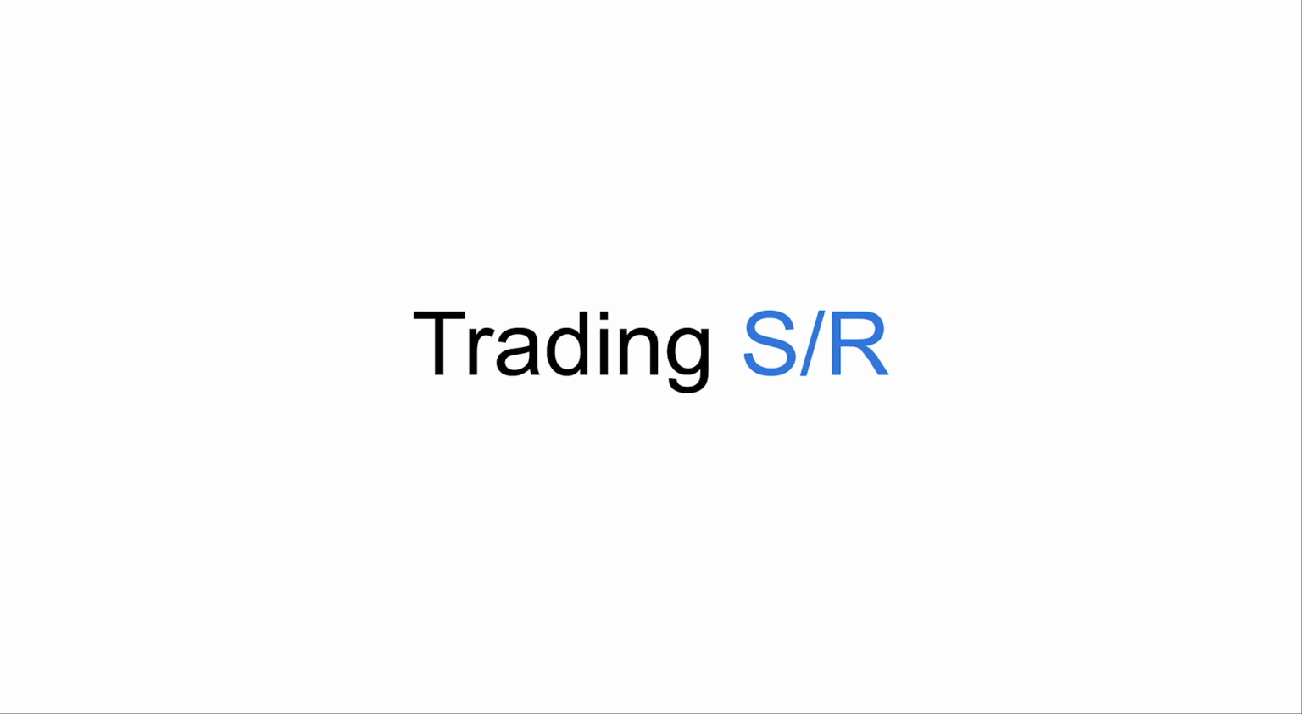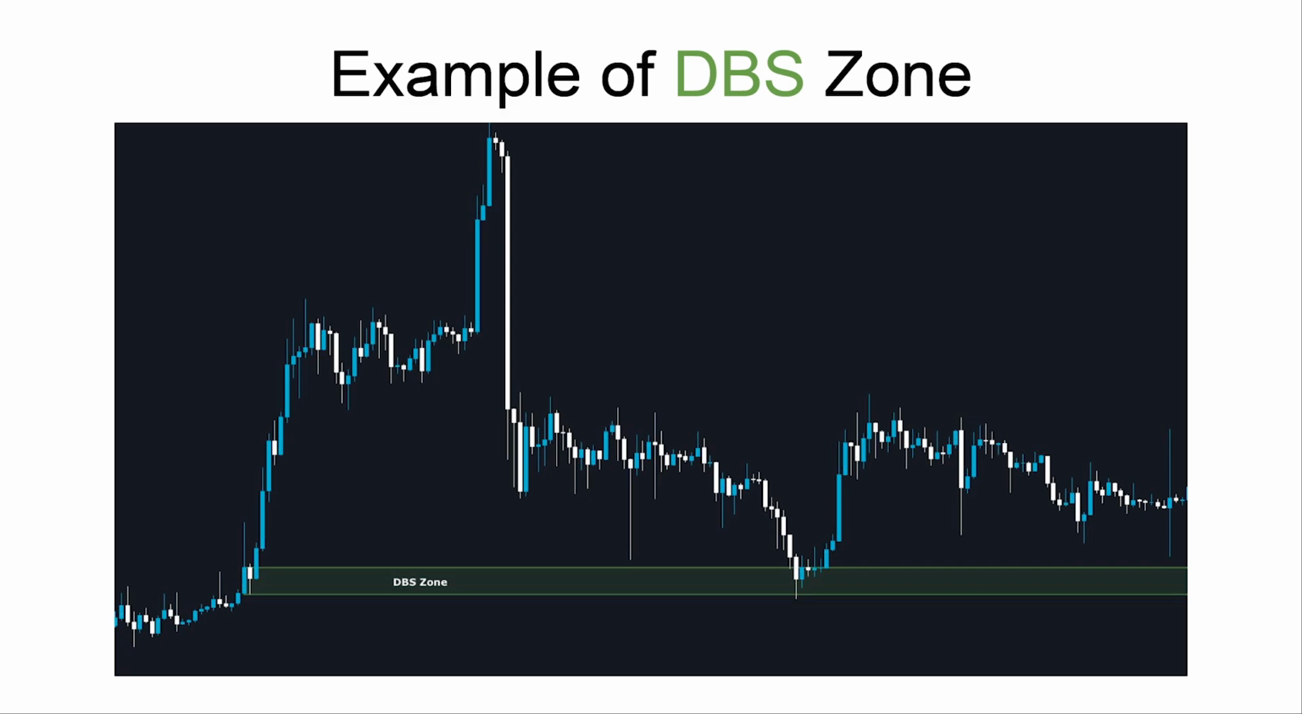In today's lesson, we're going to look at how we can actually go about trading support and resistance after we've identified consolidation zones. As a refresher, here we have an example of a DBS zone defined by a single candlestick. Once we have identified a DBS or SSR zone, how can we utilize consolidation to execute trades? I want you to start thinking about that as we move on through this lesson.